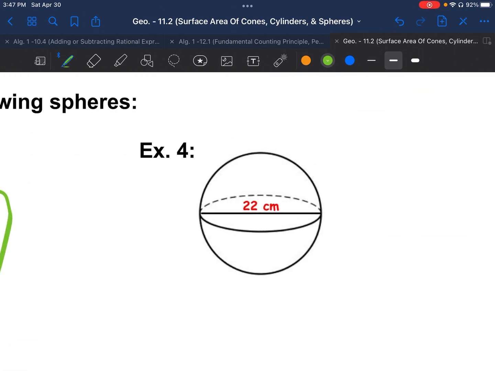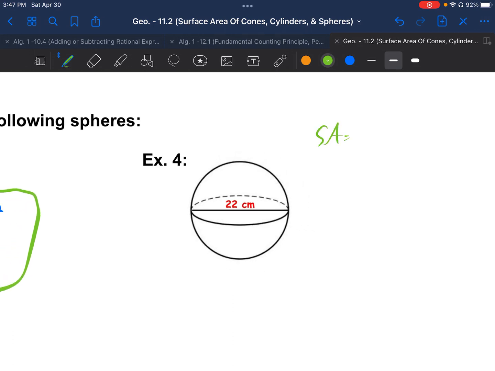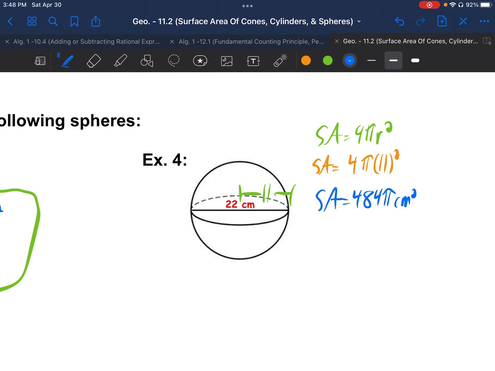On to example 4. Here, once again, surface area, 4 pi r squared. We don't know the radius, we know the diameter, meaning the radius is half of that. So we plug 11 in instead of 22. And we have 4 times pi times 11 squared. In terms of pi, that ends up being 484 pi square centimeters. To the nearest tenth, that's approximately 1,520.5 square centimeters.